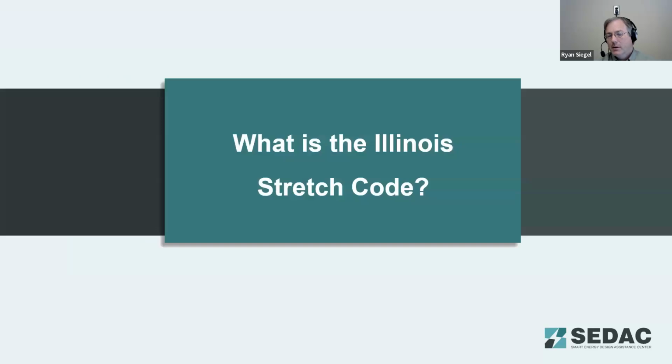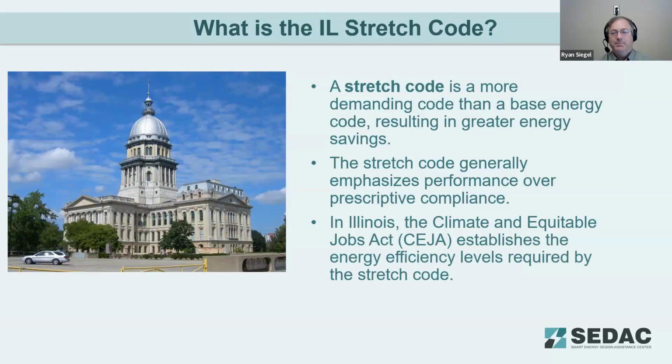So to get started, a little bit about what is the Illinois stretch code. Obviously, stretch code is going a little bit more stringent than a base energy code. Obviously, you do get some energy savings from that. And generally speaking, the stretch code predominantly looks at performance over prescriptive. Illinois stretch code does have a prescriptive compliance method for those that may wish to use that rather than having to go through energy modeling to do a performance compliance method.